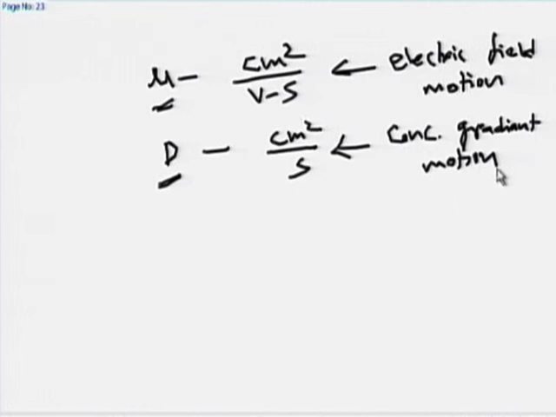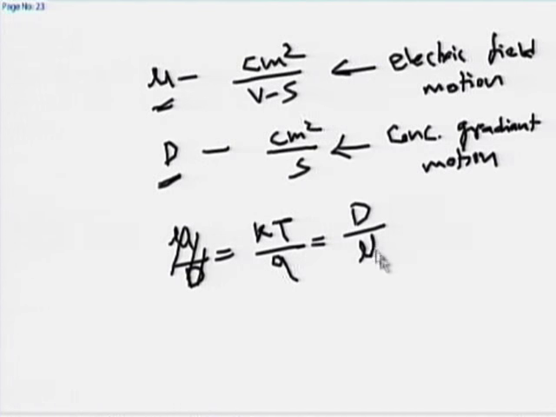Right, but a scientist, Einstein, found that both of them are related. So mu by D is actually kT by q. Is that correct? No, opposite. I'm sorry. D by mu is equal to kT by q. D by mu is equal to kT by q, and you can see the units.